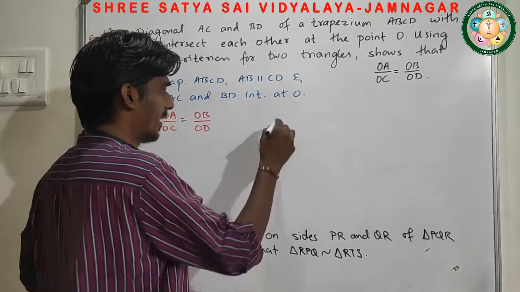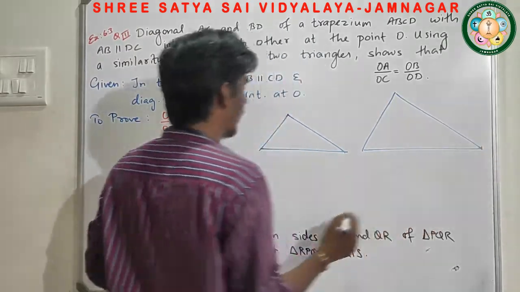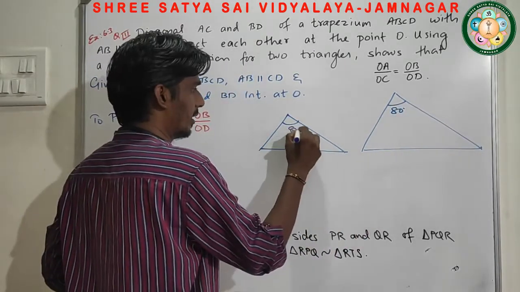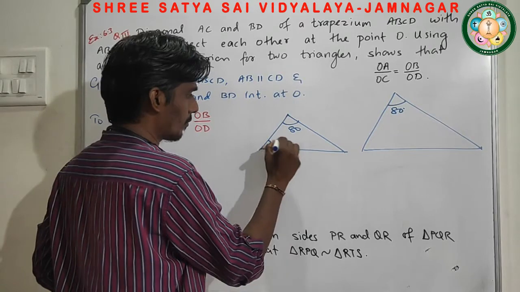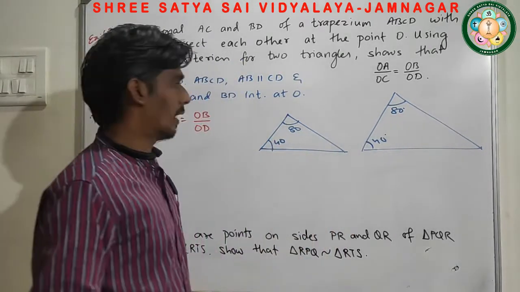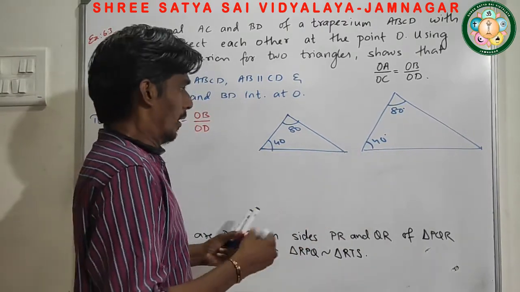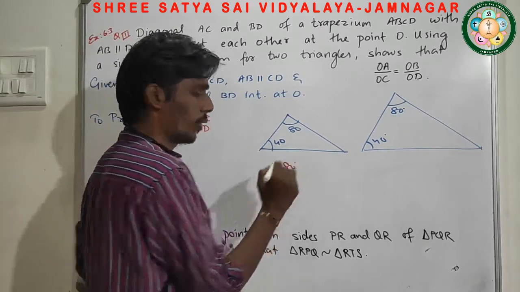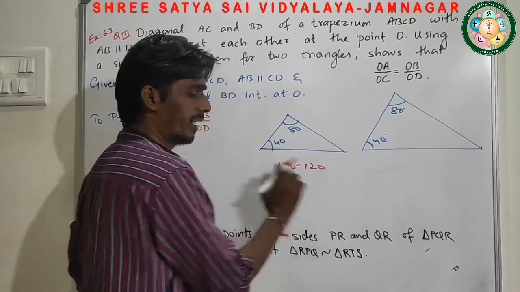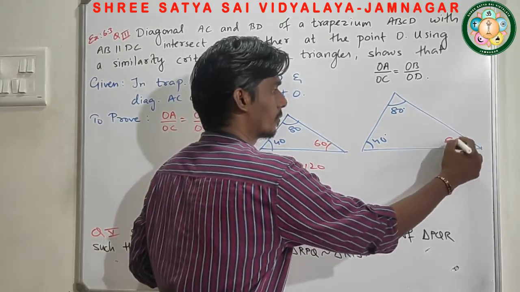Now angle criteria means what? If I say two angles are equal, say this is 80 and this is 80, and say this is 40, this is 40. Now we know that this is 80, this is 80, this is 40, this is 40. So the sum measure of all angles is how much? 180. So 180 minus 80 plus 40, that is 120. 180 minus 120 is 60. Then this angle is also 60.